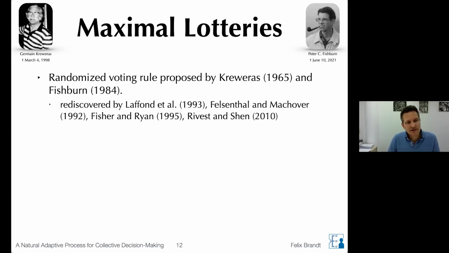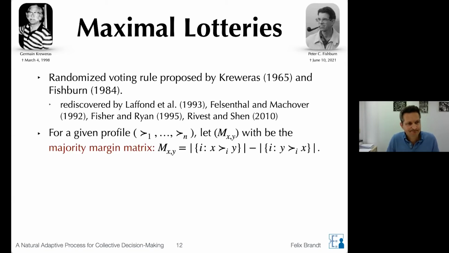So in order to define maximal lotteries, we take an arbitrary preference profile of the voters. So we have n voters with strict preferences. And then we define the so-called majority margin matrix. This is a square matrix that for any 2 alternatives, x and y, contains at position x, y, as an entry, the number of voters who prefer x to y minus the number of voters who prefer y to x. Okay, so this majority margin matrix is the basis for many voting rules, and Fishburn also called these types of functions C2 functions.